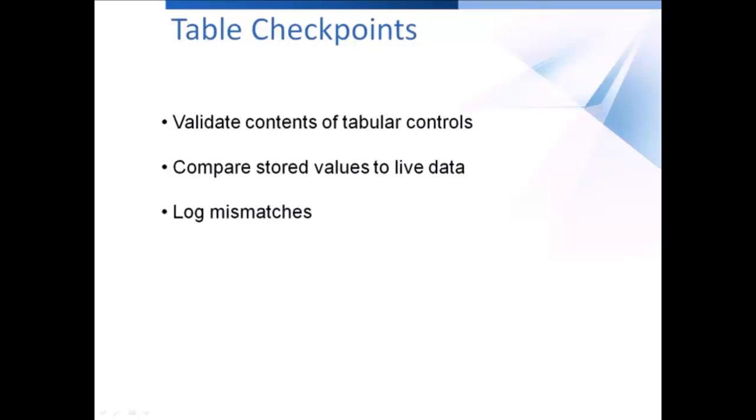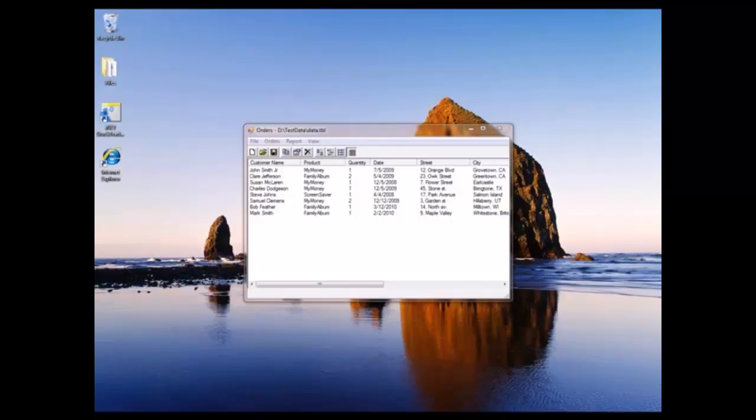Table checkpoints are used to verify the contents of tabular controls. They store the expected values of a table inside your project and then compare those stored values to the live data in your application at runtime. If TestComplete finds any discrepancies between the actual values and the expected values, that information will be logged. In today's scenario, we'll use the Sample Orders application to learn how to create a table checkpoint. As you can see, this application is displaying a list of customer orders, and the checkpoint we're going to create will verify whether all the information currently shown in the grid is correct.